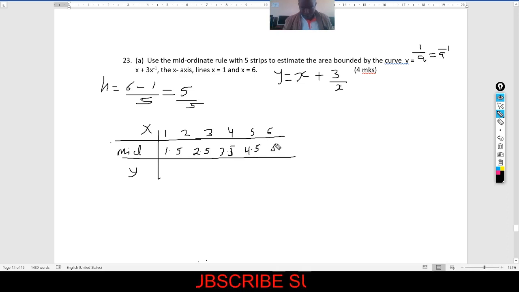11 is 5.5. So now this is what we use. We use these values of the midpoints to find the values of y. We substitute 1.5. So the first one, 1.5 plus 3 all over 1.5. Just press in your calculator, you find it is 3.5. The next, you find 2.5 plus 3 all over 2.5, you get it as 3.7.